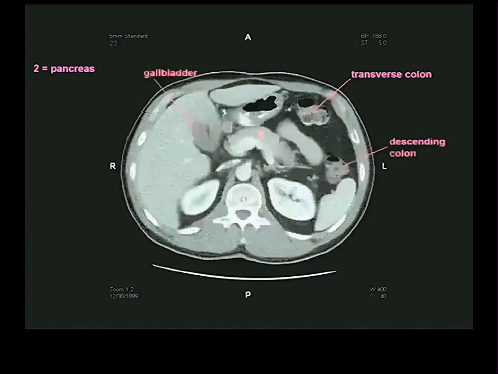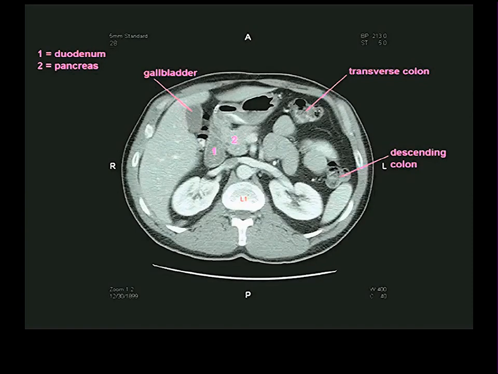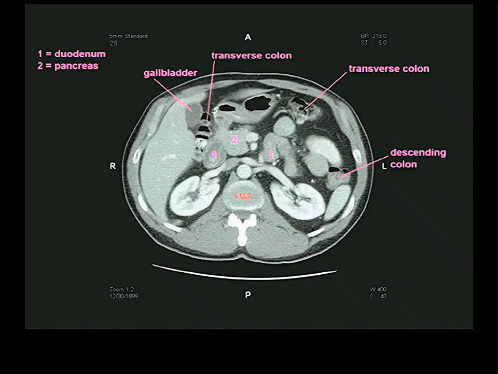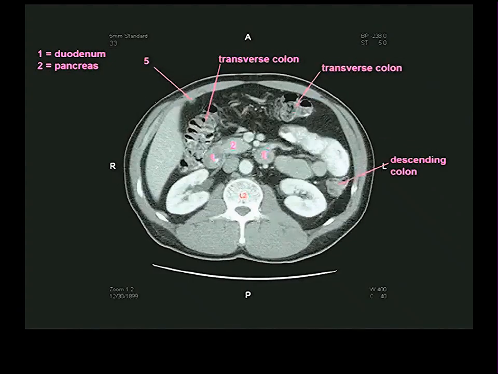The uncinate process. You know, I am going to make you wait. I'll cover it. I'm just going to make you wait. That's life in the big city.